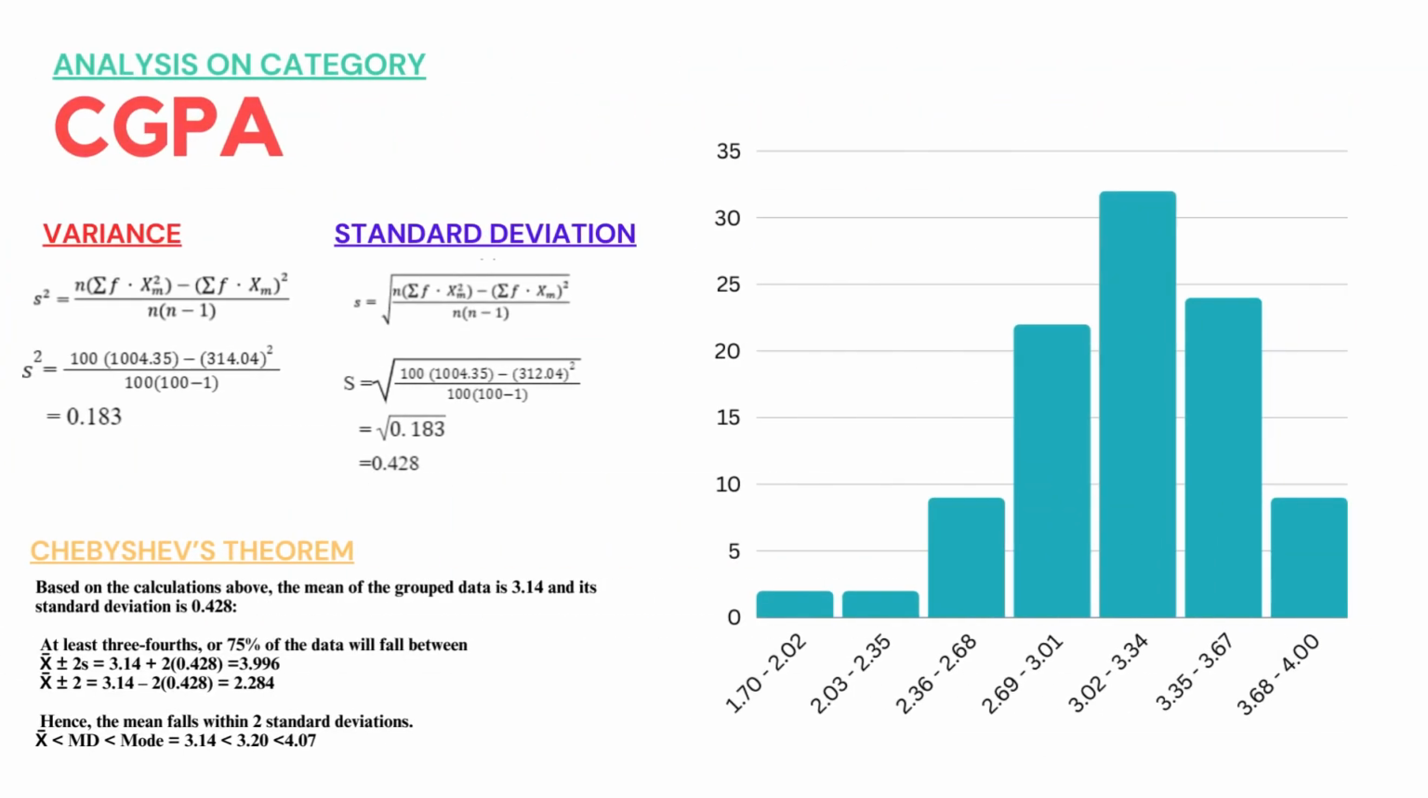To measure the dispersion and spread of the data, we use the variance and standard deviation. The result for variance is 0.183 and 0.428 for standard deviation. Finally, using Chebyshev's theorem, we can get the estimated minimum proportion of the observations with mean and standard deviation. At least 3/4 or 75% of the data will fall between 2.284 and 3.996.